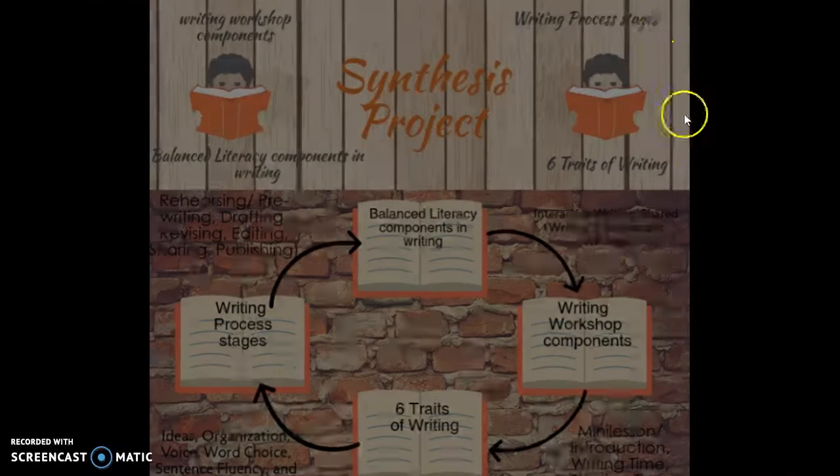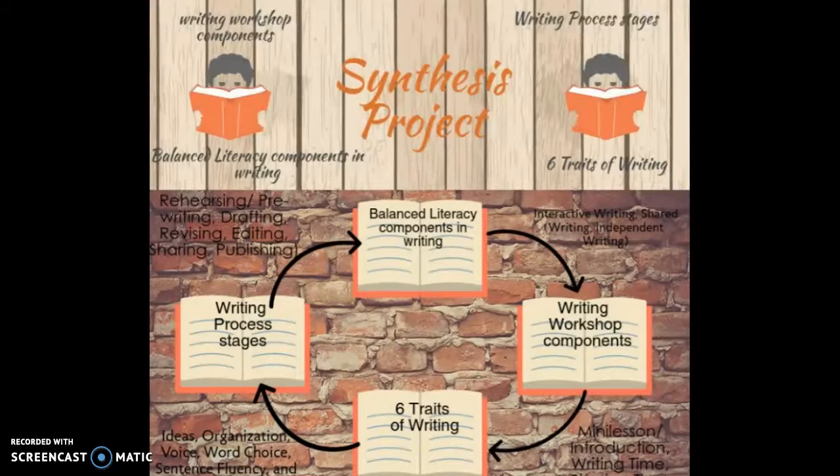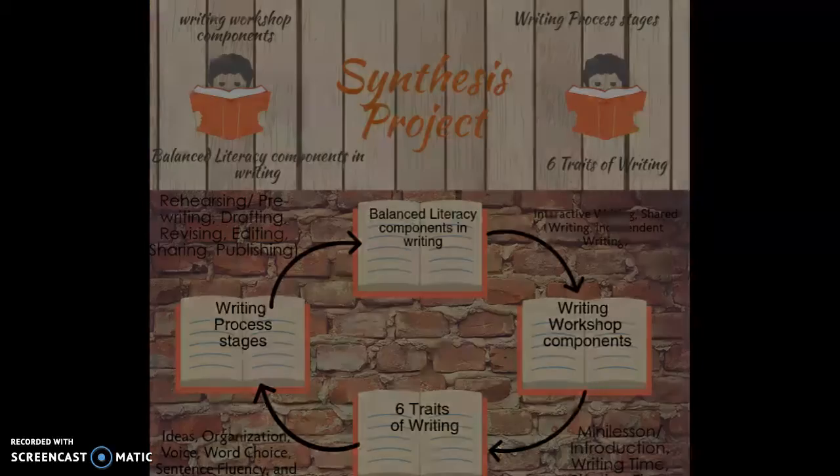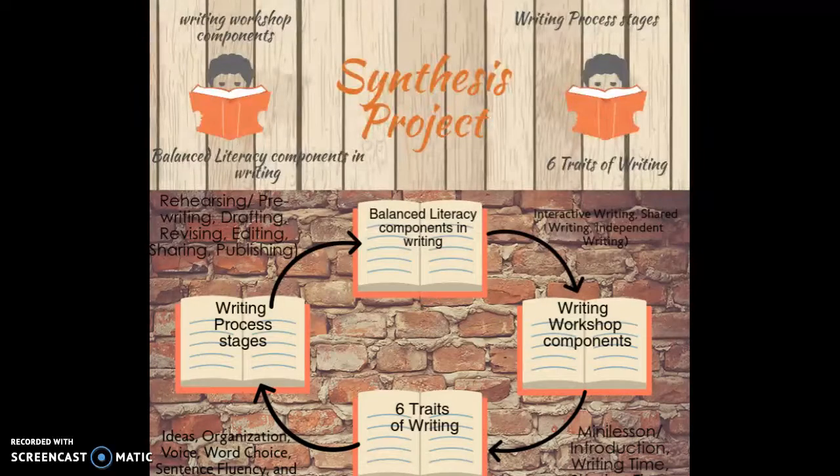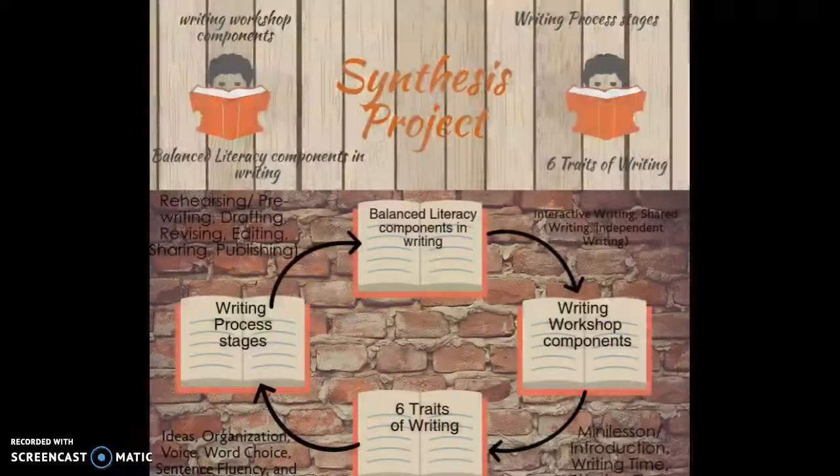Okay, today I will be synthesizing my learning, and I will be talking about writing workshops, components, the writing process stages, balanced literacy components in writing, and the 6 traits of writing. All of these topics are related to one another. I have here a cycle, as you see here, and no matter where you place these, they are intertwined to one another. They are connected in one way.